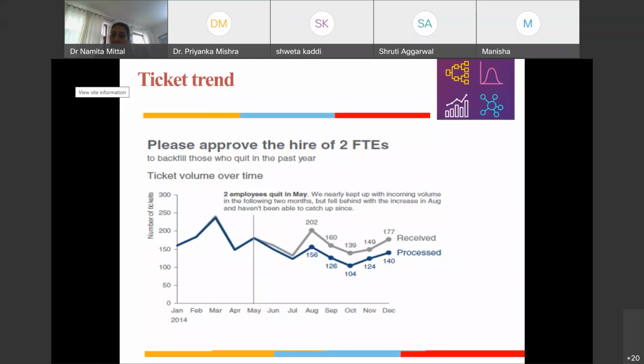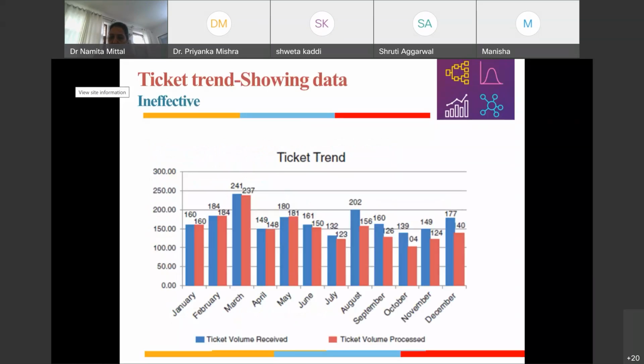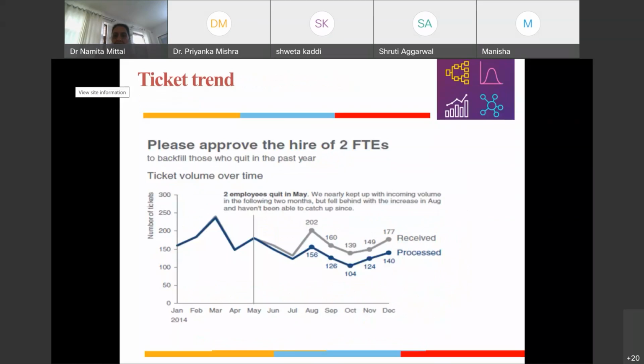We have two lines, and two lines are enough for that value. And we are saying two employees quit in May. That is the insight from my last slide. Got it? It says we nearly kept up with incoming volume in the following two months, but fell behind with the increase in August. So we can match it with the data.